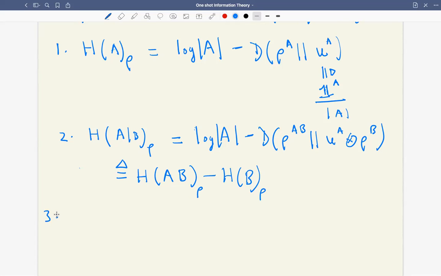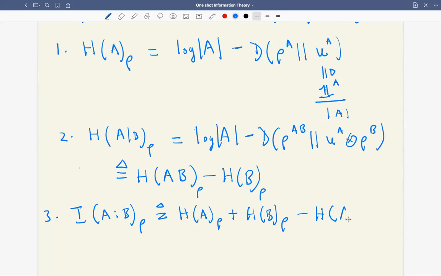So proving 2 will be a similar exercise to proving 3. So what is 3? I'm now going to define the mutual information between A and B under the joint state rho. This is defined exactly as before: the entropy of A under rho, plus the entropy of the system B under rho, minus the entropy of the joint system under rho. This is the definition.